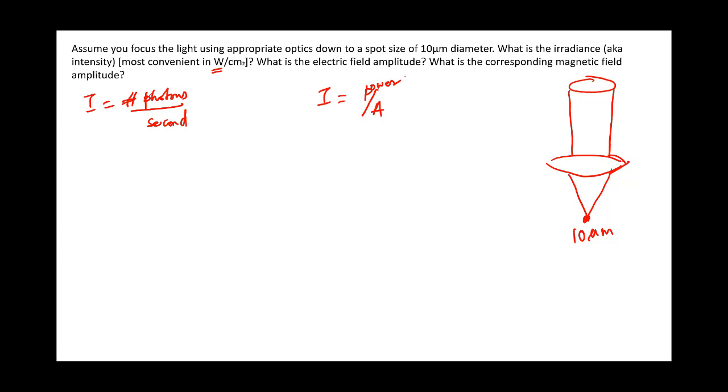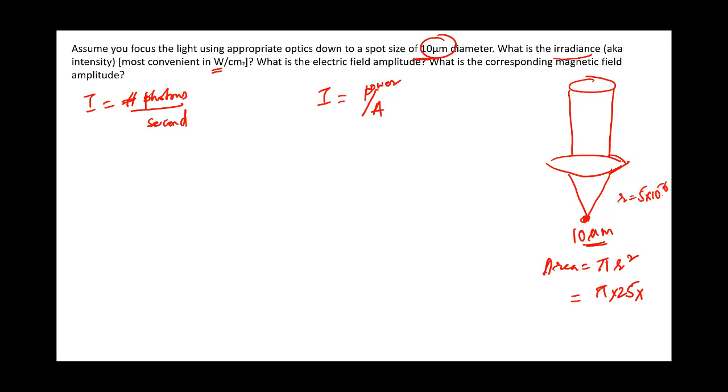That's also often called irradiance. It should not be confused with iridescence. The irradiance of light is given by power per unit area. Here we know that we're focusing it down to 10 microns diameter, so the area of this spot would be pi times r squared, where the diameter is 10 microns, so the radius is only 5 microns.